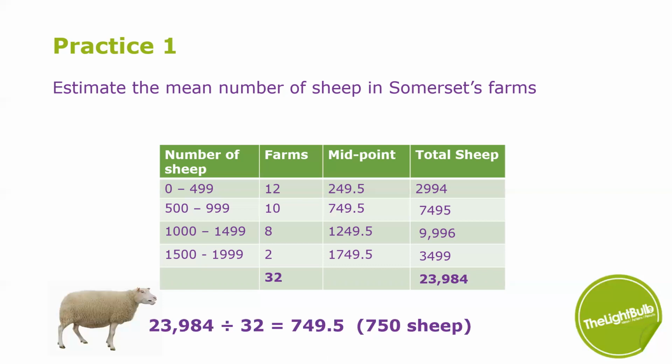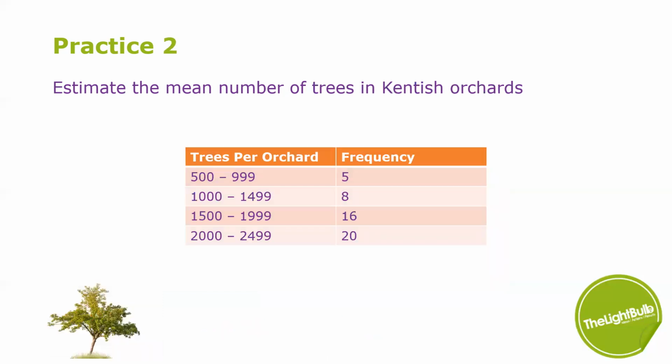Okay, one more example. Mean number of trees in Kentish orchards. Again, somewhat fictitious statistics, but have a go. See if you can work this one out. I'm going to give you less guidance this time, but see if you can work out the midpoint column.